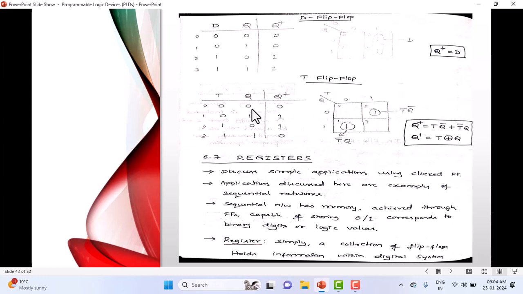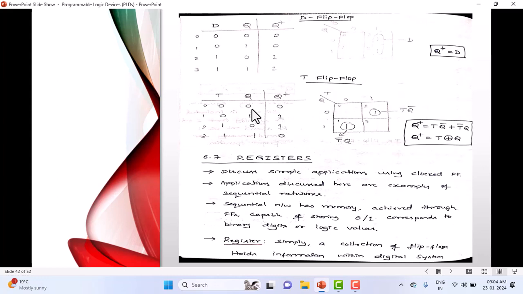I'm assuming the clock pulse is applied. Then, when T is 1, you maintain the T input as 1, and 0 will now be toggled to 1. 0 changes to 1. If the T input is 1 and the present state is 1, before the clock pulse, it is 1; after the clock pulse it will change to 0, provided the input is 1. You should not change the input.